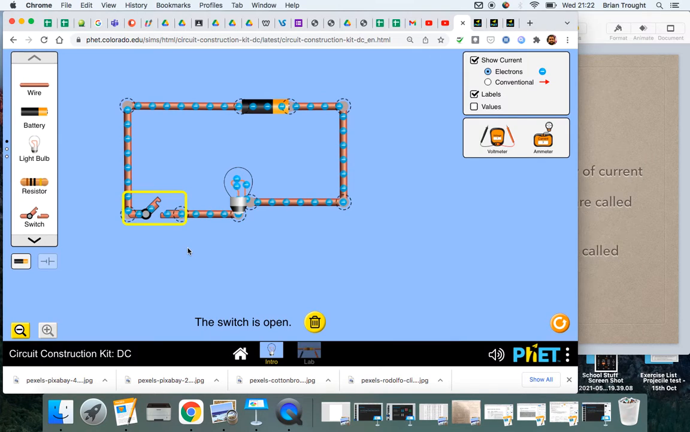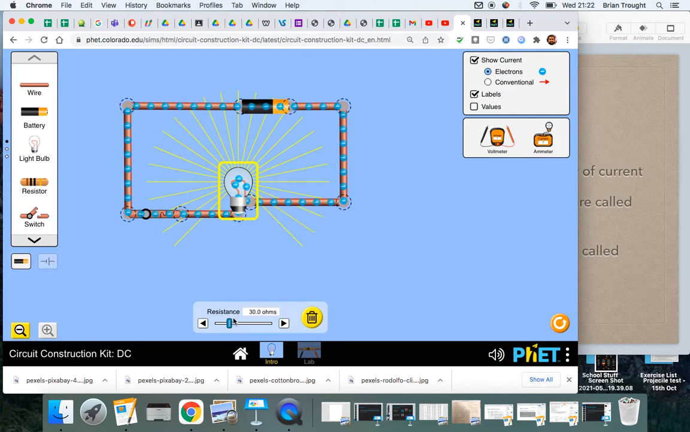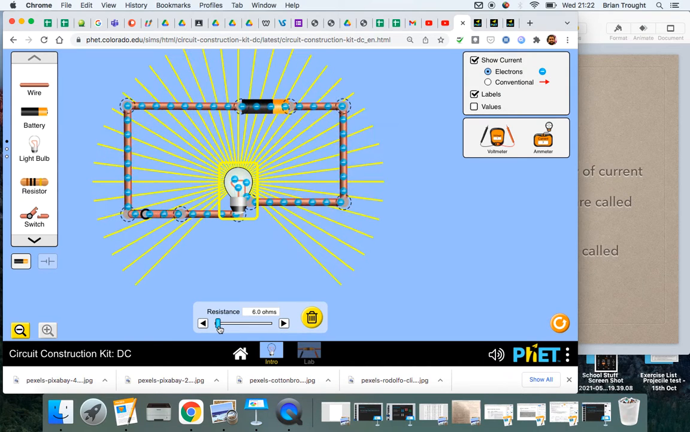So let's start with this, and if I close the switch, we'll see that the bulb lights. Now, I can change the resistance here, and if I increase the resistance of this, we'll see that only a small current flows. Now, that means this thing is becoming more of an insulator. If I decrease the resistance, it means that the current is easily able to flow. As a result, with the resistance small, we can say that this behaves as more of a conductor.